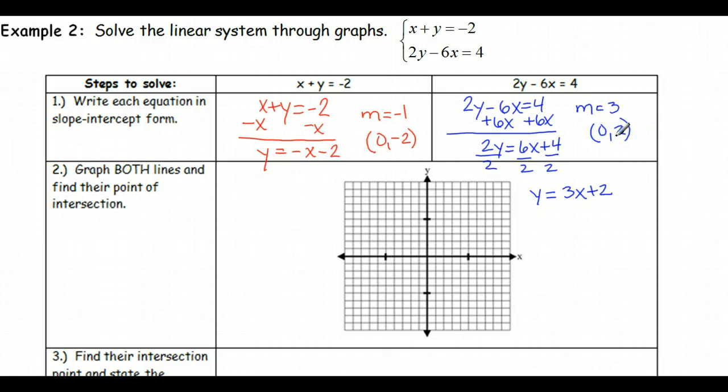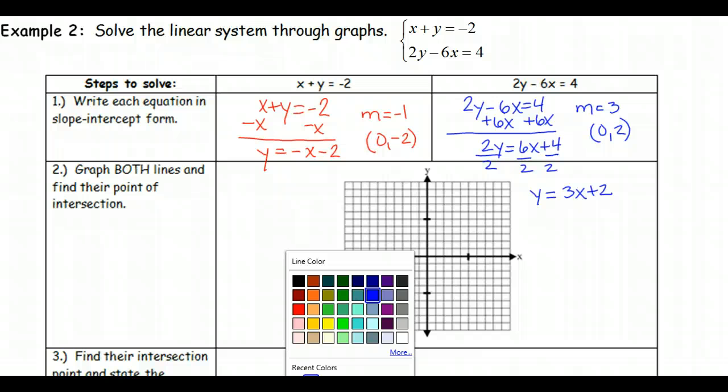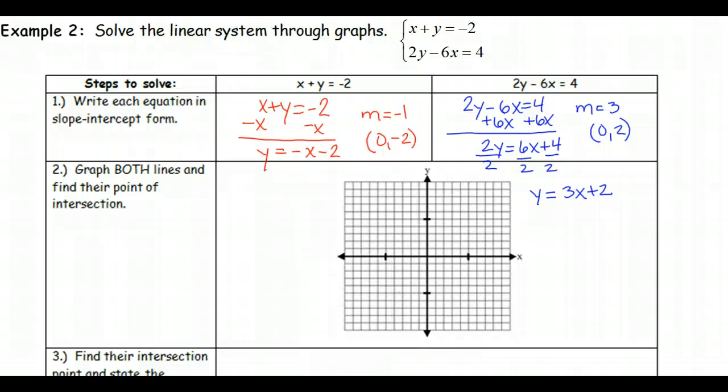So now we can go ahead and graph our lines. Our first line, again, has a y-intercept of 0, negative 2, with a slope of negative 1, which means down 1, right 1, down 1, right 1, down 1, right 1, and I could keep going. I could even be going the other way, up 1, left 1, up 1, left 1, so that I have points going in both directions. So here is my first line, and now I have to draw my second line.